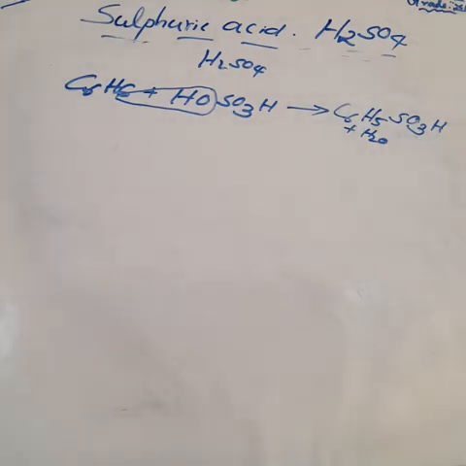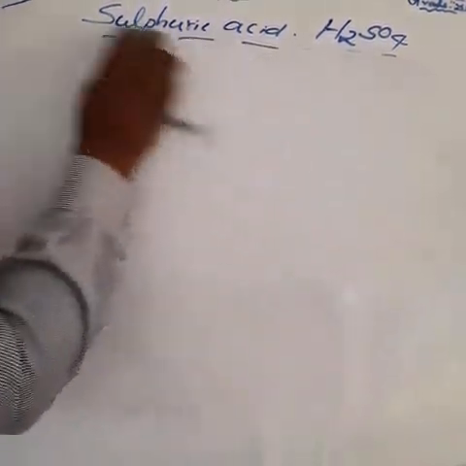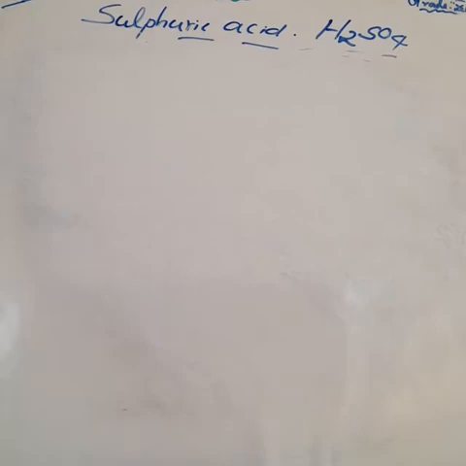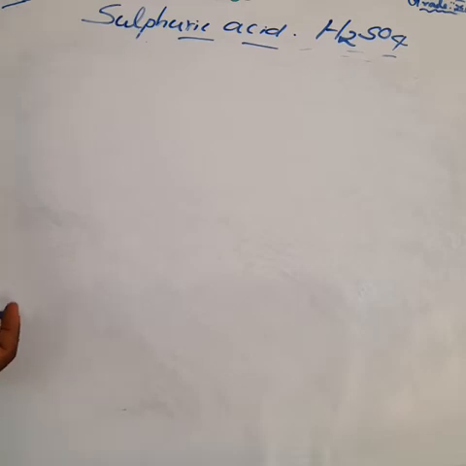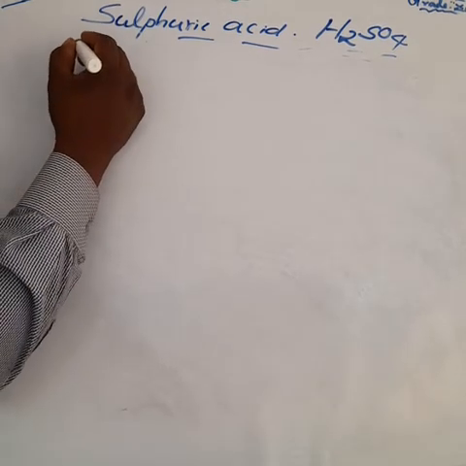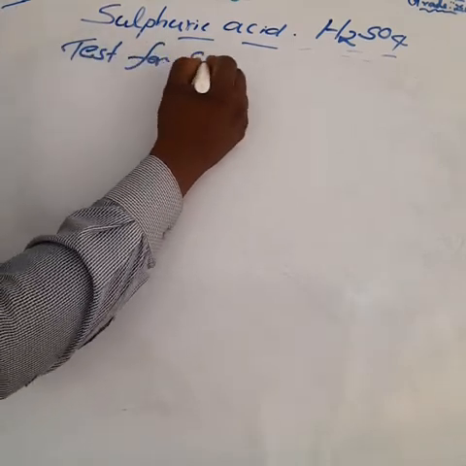Next, what are the uses of sulfuric acid? This is used in the manufacture of fertilizers, such as ammonium sulfate and superphosphate. Some other chemicals such as hydrochloric acid and nitric acid are also made. Am I right? And also it is used in pigments and explosives. These are some uses of sulfuric acid. The very important question is about the test for sulfate.